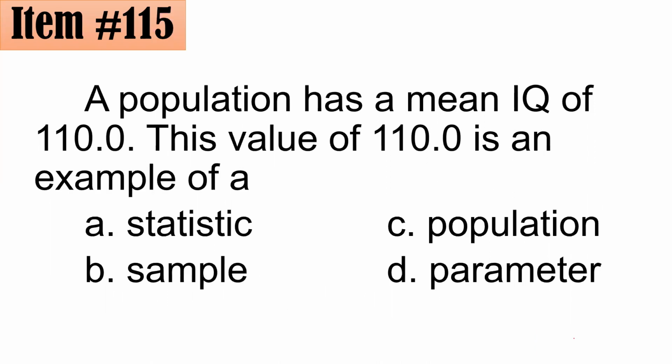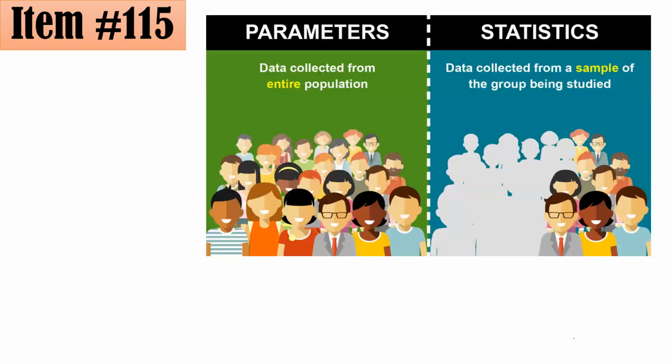115. A population has a mean IQ of 110. The value of 110.0 is an example of what we call what? Do you call it statistic, sample, population, or parameter? Okay, D, parameter daw. If you answer D, you are actually correct. Tandaan po natin. The computed values from a population is what we call parameter. Like if you compute for the mean and standard deviation of a population, what you have computed is an example of parameter.